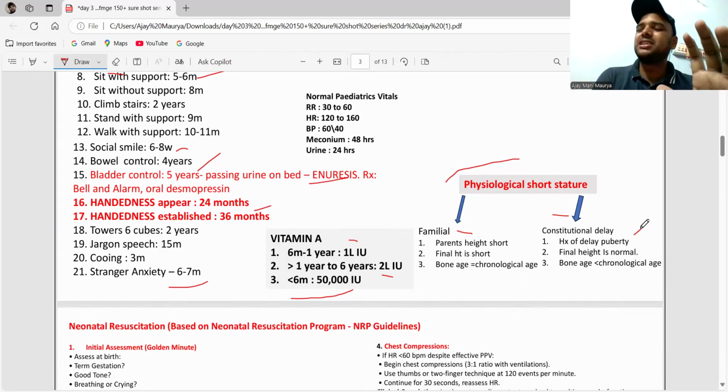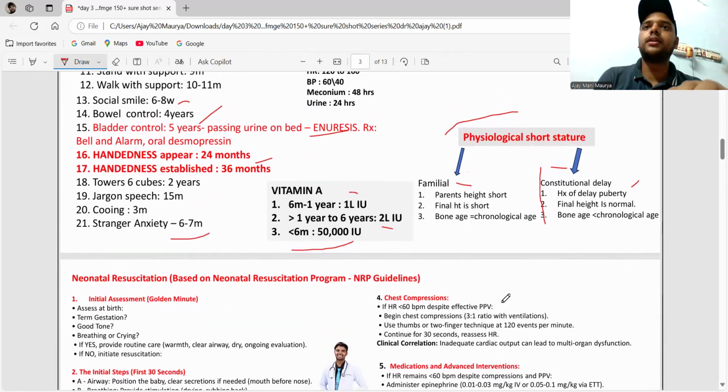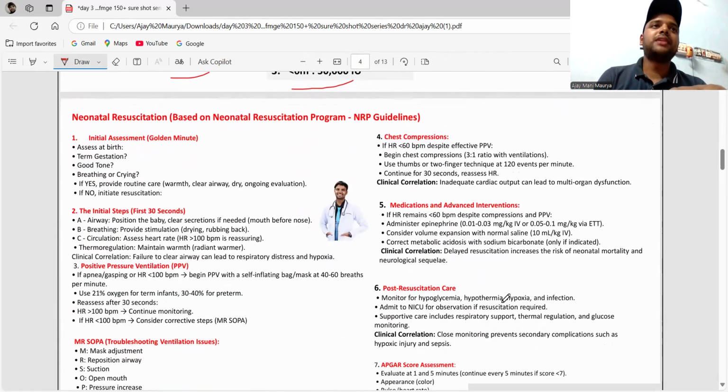Okay, they'll just give this one as an MCQ. Remember, in the history, you have to identify whether the parents' heights are short or normal. If the heights are short, then you have to mark the answer as familial. Okay? These are the physiological short stature. Done.